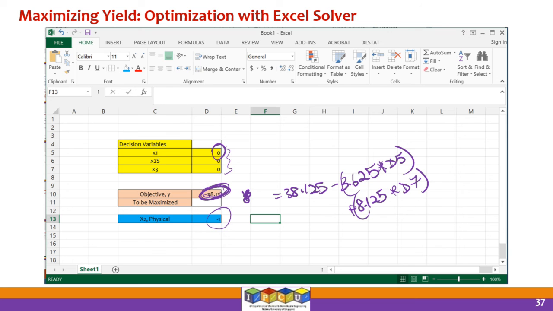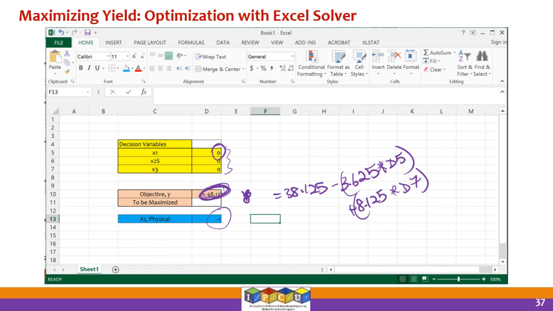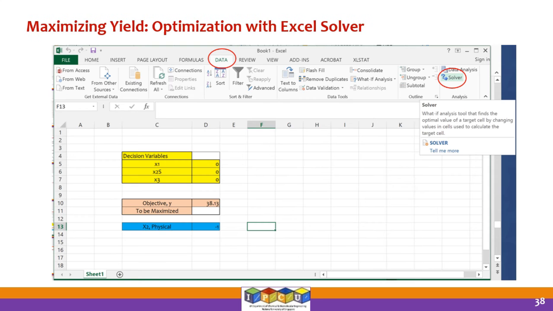Please follow the proper Excel commands for this. If you're doing it in Excel, fine. If you're doing it in MATLAB, you can use something like fmincon for that, right? And then you have minus 7.375 times 2 times x2s. So x2s is D6, 2 times D6 minus 1, times x3, I suppose, right? x3 is nothing but D7. So this is the formula that has to be entered in this cell. I'm sure you are aware of that.